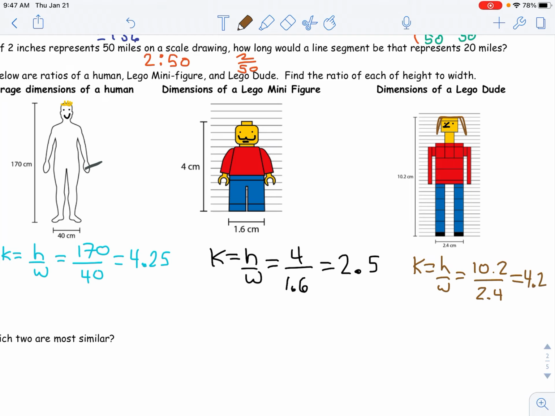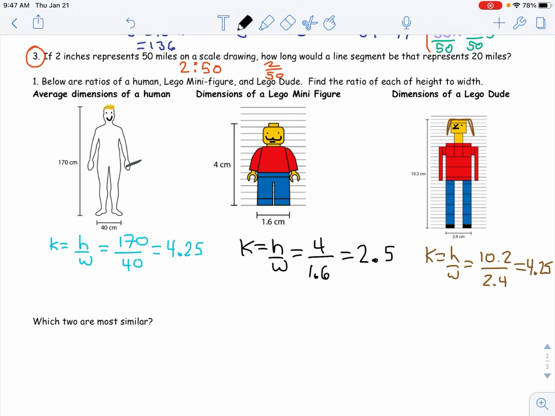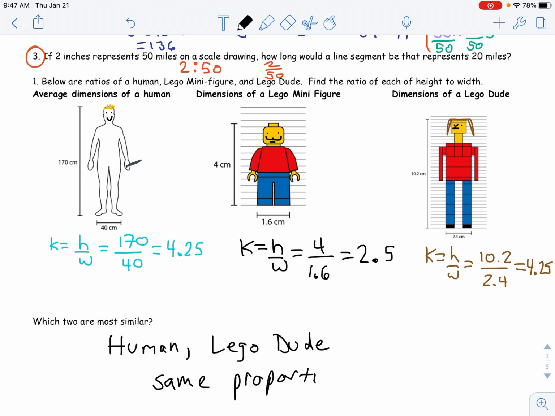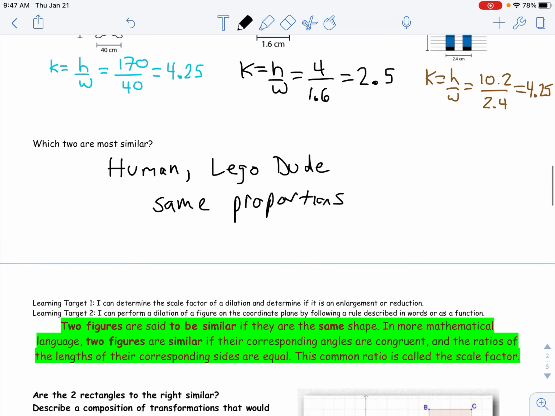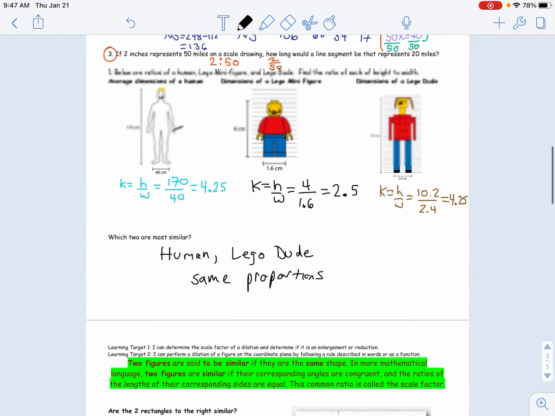So which two figures are the most similar? Well, it was DeShetler and Linker, the human and the Lego dude. They have the same proportions, so they were the most similar.